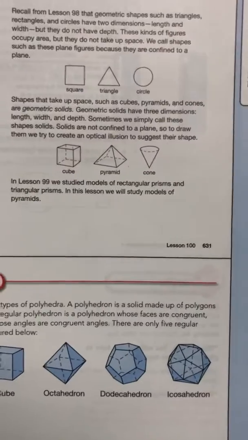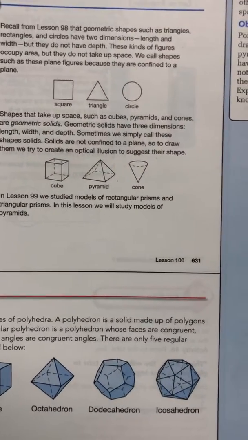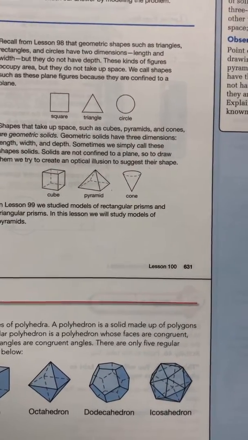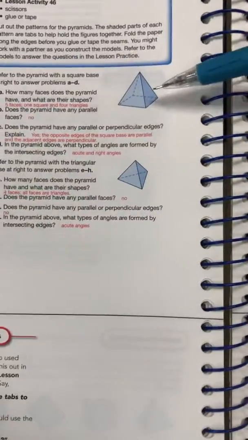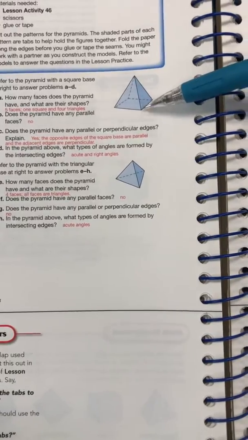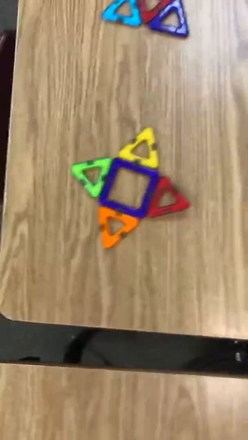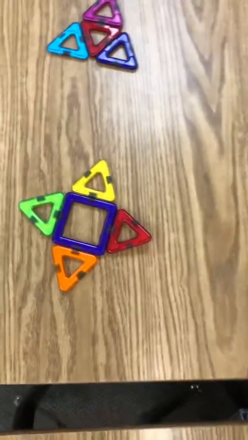In lesson 99, we studied models of rectangular prisms and triangular prisms. In this lesson, we will study models of pyramids. Okay? So we've got a rectangular pyramid and a triangular pyramid. So I'm going to show you guys these. Here would be a rectangular pyramid.